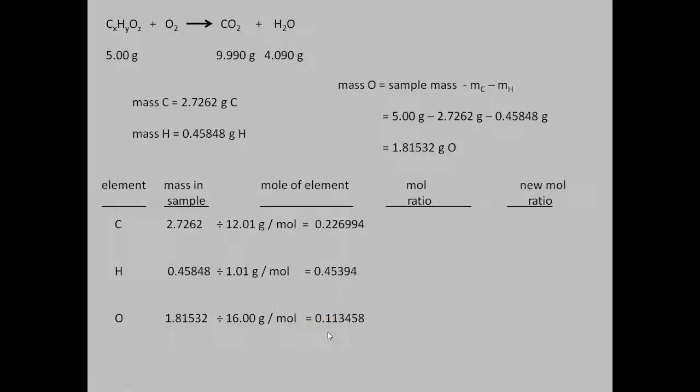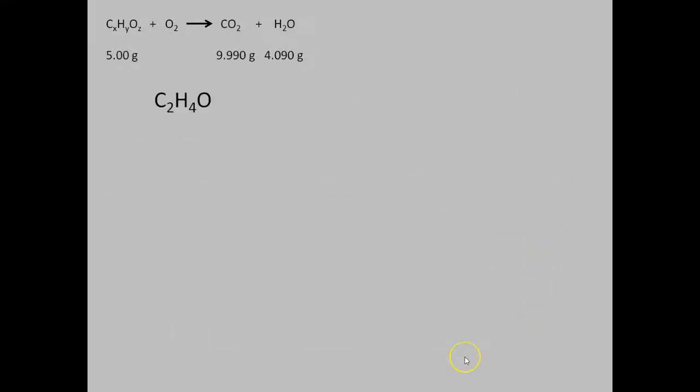Then, as we know for our empirical formula, the next step is to get a mole ratio. To do that, I divide by the lowest number of moles. So I'm going to divide each of these by the lowest number of moles, and then round to the nearest whole number or multiply by a factor. In this case, I can round both of them. As a result, my analysis has told me that I have an empirical formula of C2H4O.